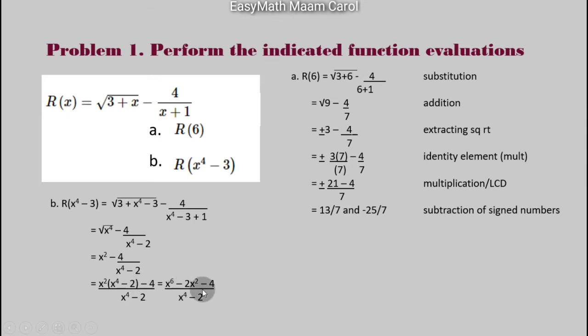Tapos, in-attach lang natin yung negative 4. Ito na yung final answer natin. In-attach na lang din natin yung denominator. Mas maganda kasing tingnan nito kasi this is just a single quotient. Isang expression lang siya. Unlike this, kung dito tayo tumigil, we are left with two expressions which is x squared at saka minus 4 over x to the 4 minus 2. So, mas maganda pag-isahin natin siya just like what we have done here. So, this is the final answer.